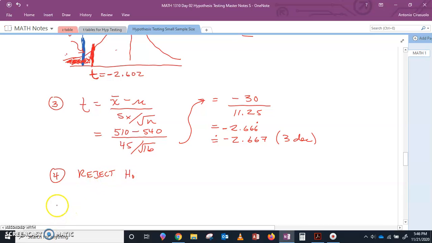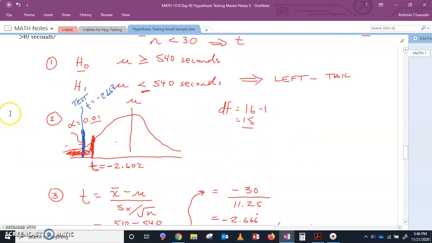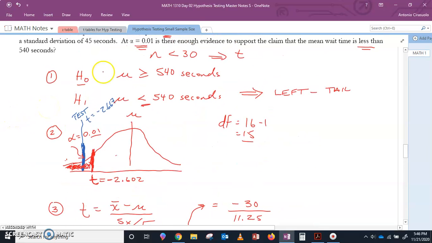Okay, and then final statement. So once again, let's just look at that. We are rejecting H naught. So we are going to reject this, and that means we're not rejecting this claim here. Okay, so we can then say that based on our evidence, the mean time to reach a service agent is in fact less than 540 seconds.